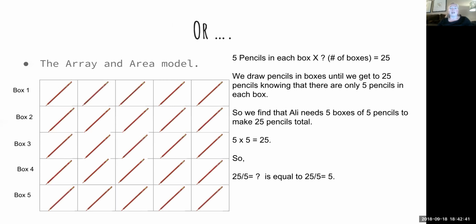Or you could use the array and area model. 5 pencils times the number of boxes, which we don't know, equals 25. We draw pencils in boxes until we get to 25 pencils, knowing that there are only 5 pencils in each box. So we find that Ali needs 5 boxes of 5 pencils to make 25 pencils total. 5 times 5 equals 25. So 25 divided by 5 equals 5. We found the missing factor right here.